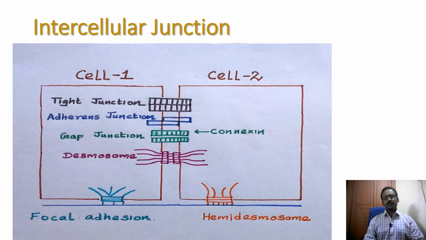This diagram depicts the different types of the intercellular junction. This is cell 1, cell 2. The cell to cell connecting intercellular junctions are the tight junction, located in the apical region. Below the tight junction, adherens junction and gap junction and desmosomes. So these are the cell to cell connections. And focal adhesions, hemidesmosomes connect the cell to the basal lamina, otherwise called the extracellular matrix.